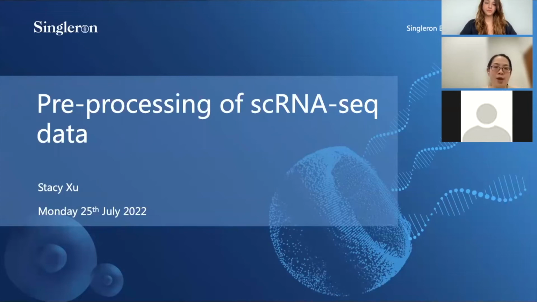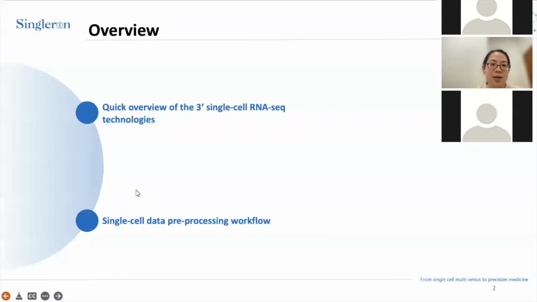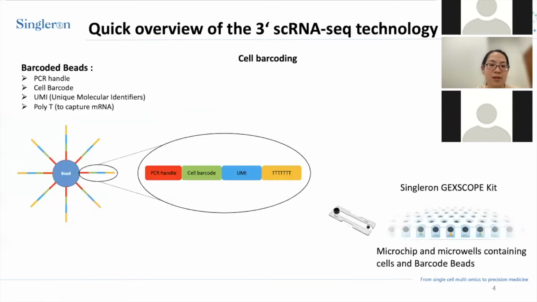We will be talking about how the read counts were generated from the beginning of the Fastq files, how the filtering and the trimming was done before it arrives at the final count matrix for any follow-up analysis. So first, let me give you a quick overview or review of the 3' single-cell RNA-seq technologies that were introduced by Adam in the previous seminar.